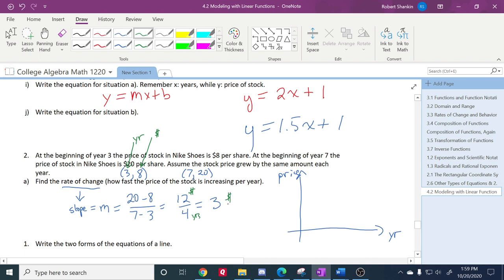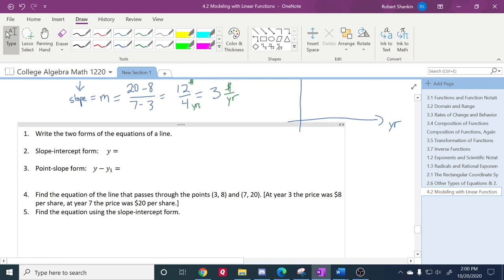And the units of slope will always be the units of the y-axis divided by the units of the x-axis. Dollars per year, in this case. And so it's rising $3 per year on average.